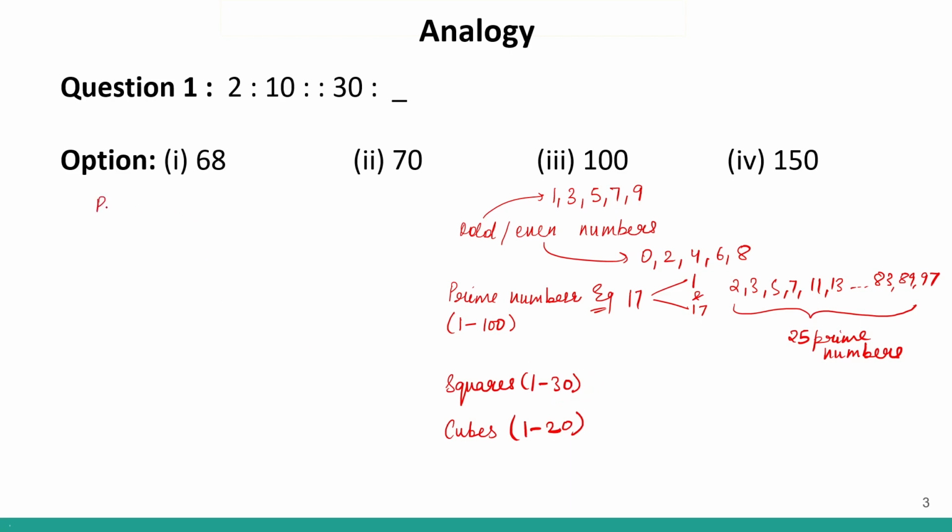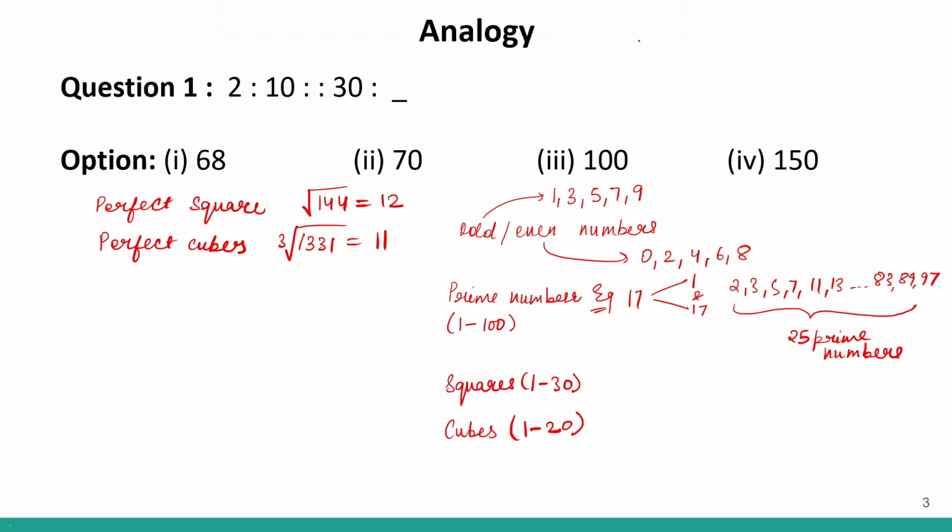Then you should know what perfect squares and perfect cubes are. Any number that has a perfect square root is called a perfect square. For example, 144 is a perfect square because the square root of 144 is 12. Similarly, a perfect cube is any number whose cube root is a whole number. For example, if we have 1331 and we take its cube root, we will get 11. So you should know what perfect squares and perfect cubes are.